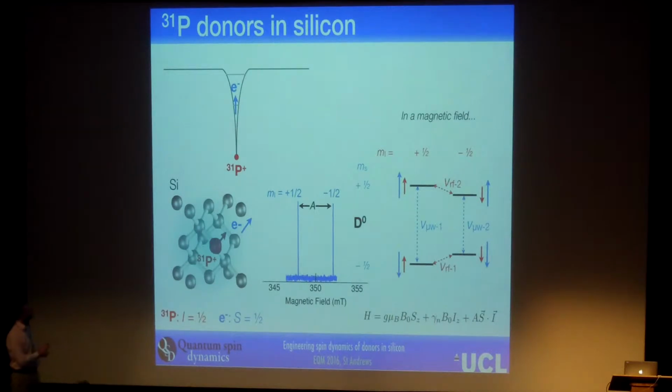Here's an example of the electron spin resonance spectrum of phosphorus. This is under a constant microwave frequency, looking at absorption as the magnetic field is swept. And so you can see the two different resonances corresponding to these two different microwave transitions. You can see they're very well resolved.